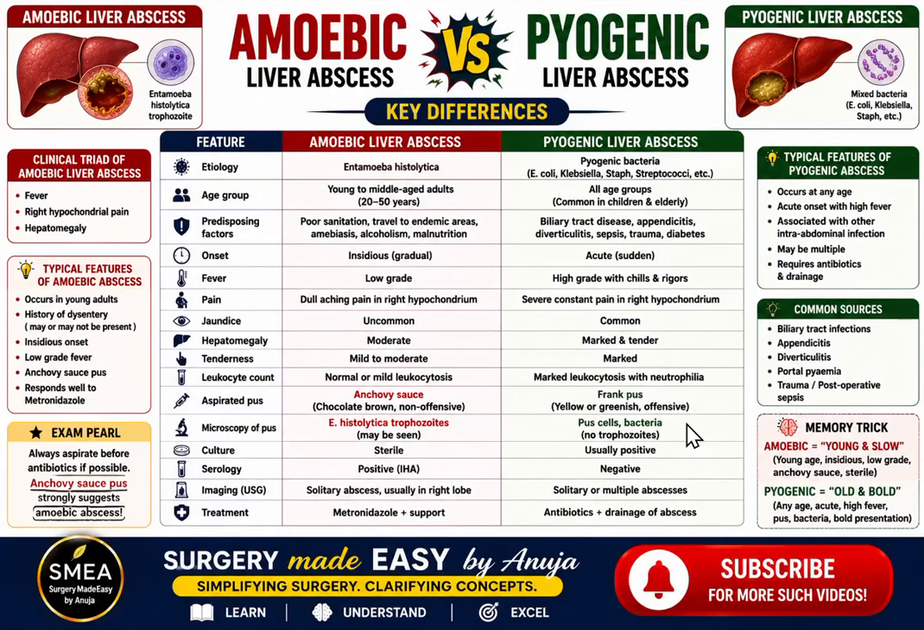On culture sensitivity of the pus, we will see the presence of bacteria, with absent trophozoites on microscopy of the pus. It is positive for culture and there is bacterial growth. Serology is negative. On imaging, we might see either a single solitary abscess or multiple small abscesses present in the lobe of the liver.